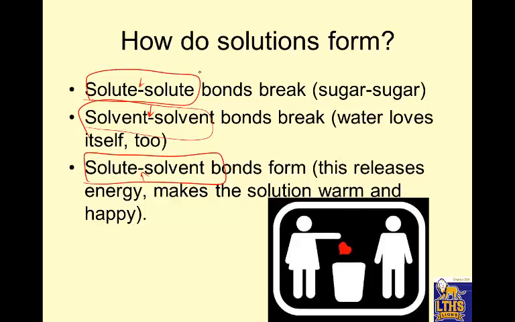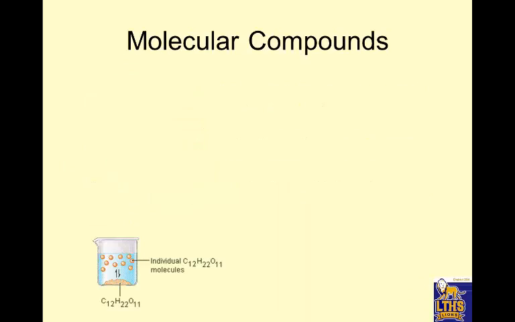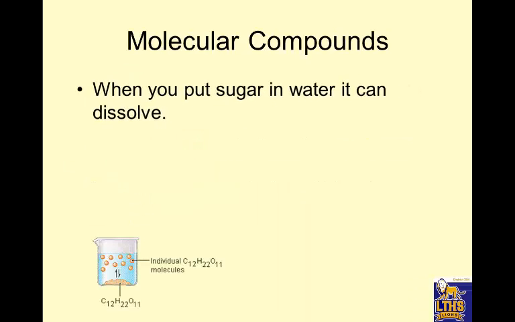Okay, so one, overcome the forces holding the solute together as a solute, and the solvent together as a solvent, but then make new bonds as the solute and the solvent form a solution. How does that happen in molecular compounds?